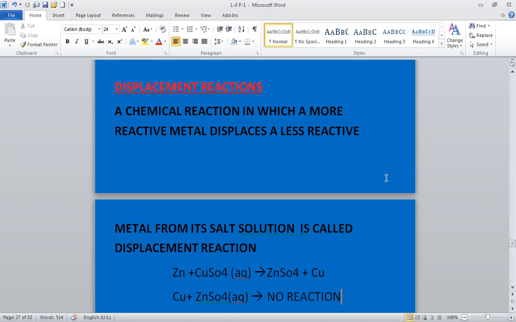You can see on the screen when Zn, that is zinc, reacts with copper sulfate. Copper sulfate is aqueous, which means it is a solution of copper sulfate. Then zinc, being more reactive than copper, will displace copper from its salt solution, and a solution of zinc sulfate is formed and copper is left behind. A colorless solution is obtained. The solution of copper sulfate is blue in color.